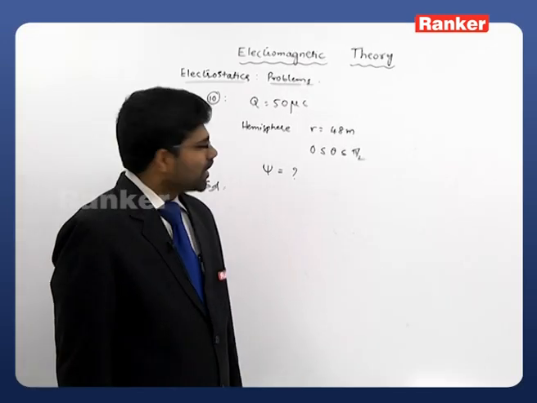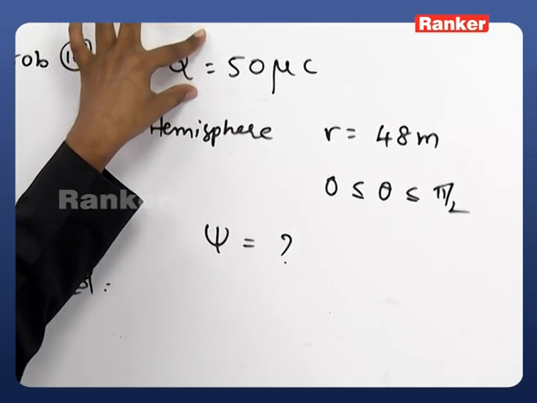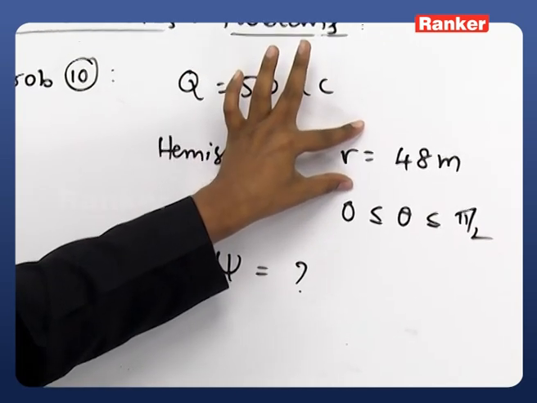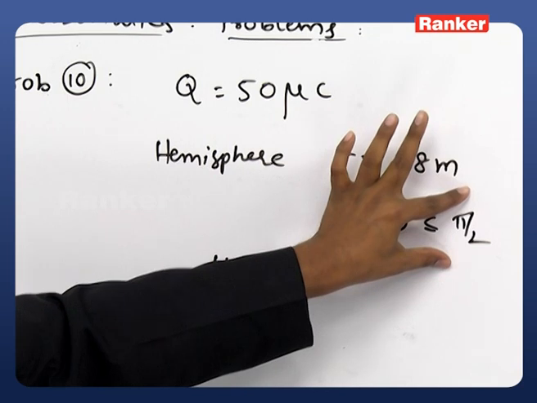Solution to this problem. Just observe what data is given to us. A charge Q equals 50 microcoulomb was placed at the origin and a hemisphere was defined with radius equal to 48 meter and for the given theta equal to 0 to pi by 2.